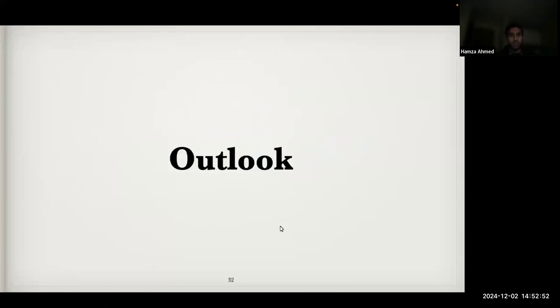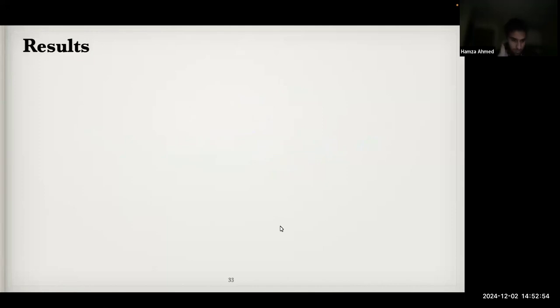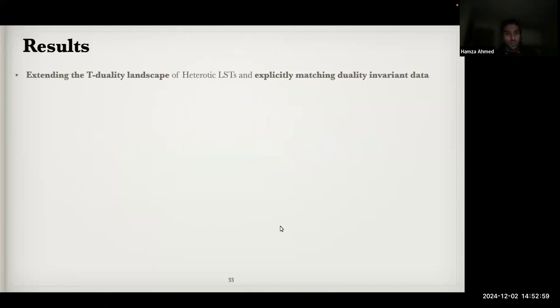Cool. So now let me get to the outlook and reiterate the results and maybe some future directions. The goal was to extend the T-duality landscape of heterotic LSTs by explicitly matching the duality invariant data, particularly in the case where you allow for these twists.